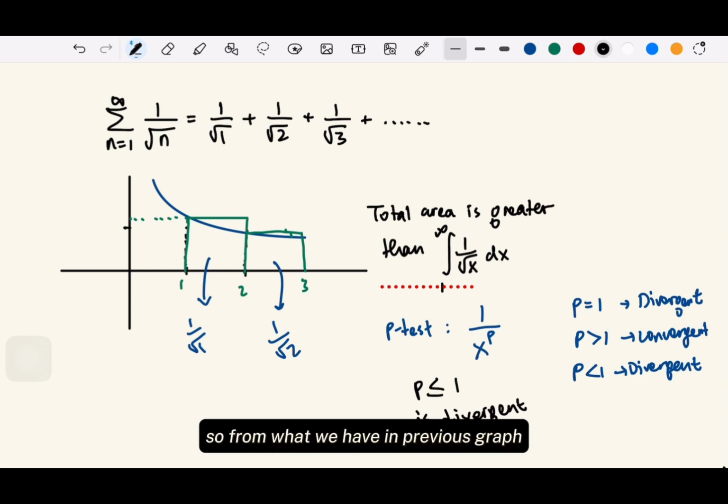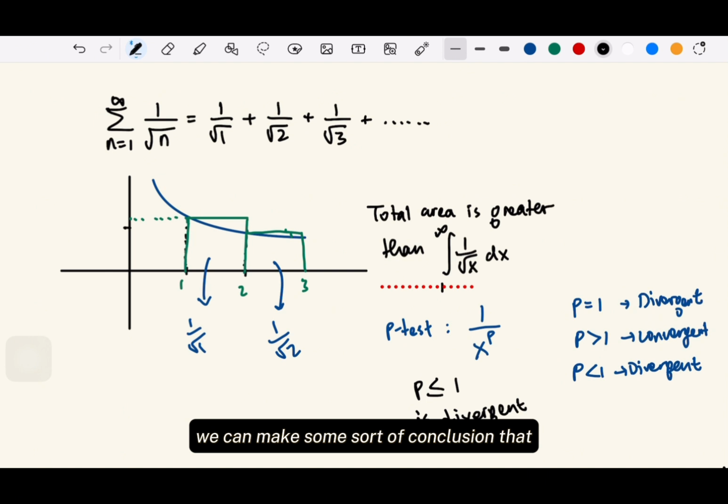So from what we have in the previous graph, for 1 over n squared, the area is getting smaller. Intuitively, if we have 1 over x squared going nearby 0, then probably we can make some computation. But if this is on a large scale like this, probably we cannot compute that. Okay, so from these two examples, 1 over n squared and 1 over square root of n, we can make some sort of conclusion.